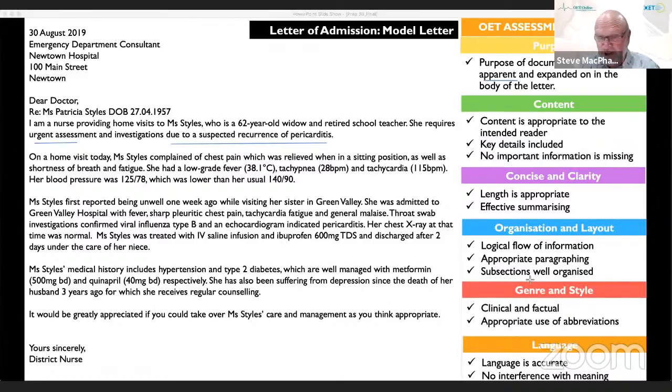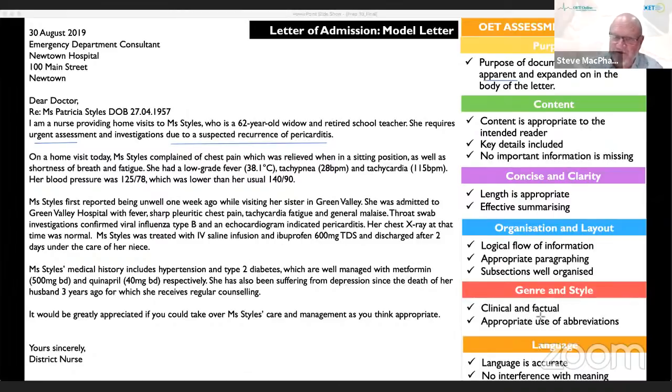And the subsections, this is very important for ISBAR. This is where ISBAR helps you with organization. Look at this. Subsections are well organized because they follow the ISBAR. A subsection that's a paragraph for situation, for background, for assessment, for request. It's all there for you.